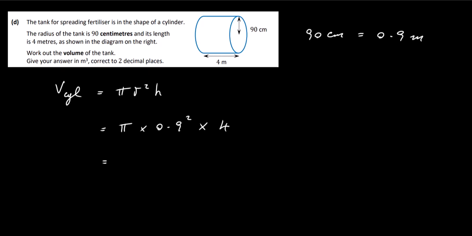Okay, so you can just do that again on your calculator and you'll get 10.1787 and so on. So we need this correct to 2 decimal places, so I'm going to stop here. The number after the 7 is a 5, 6, 7, 8 or 9, so we'd have to take that 7 and round it up to an 8. So my answer for this question will be 10.18 and it's meters cubed.